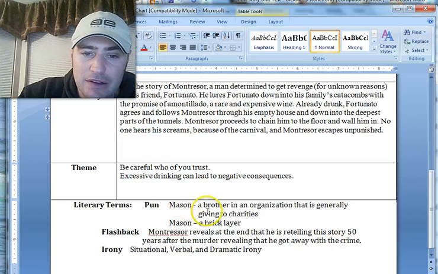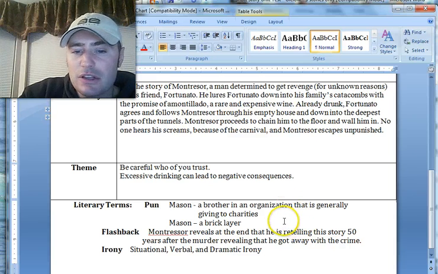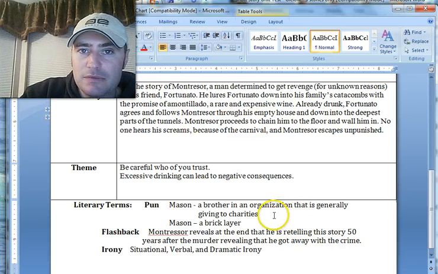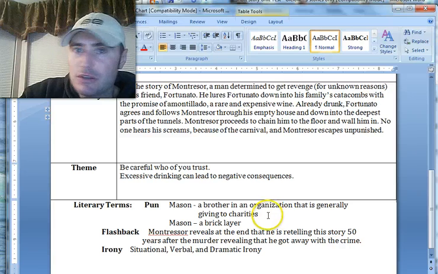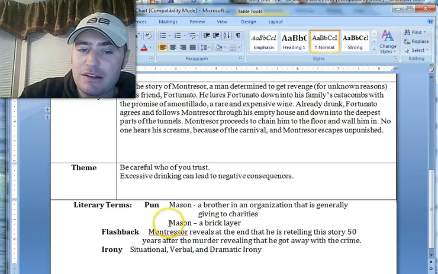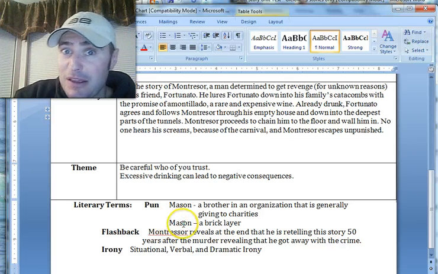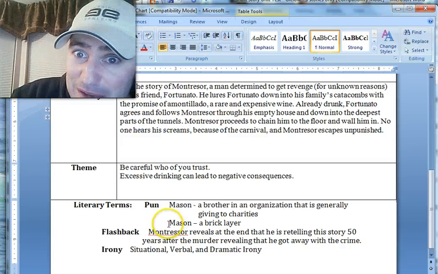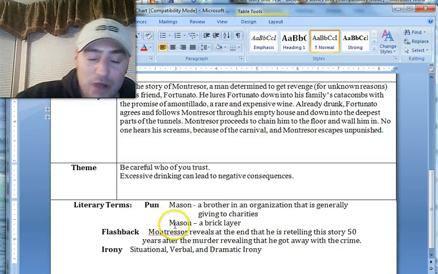And we know that Fortunato being a mason, it's a brotherhood. He's a brother in an organization that's generally given to charities. They're usually a bunch of intelligent, good doers, and it's kind of sad that he's that kind of mason, and our Montresor is the bad mason who's going to be. And bricklayer is not usually bad, boys and girls, but this guy is. He's walling up his victim.